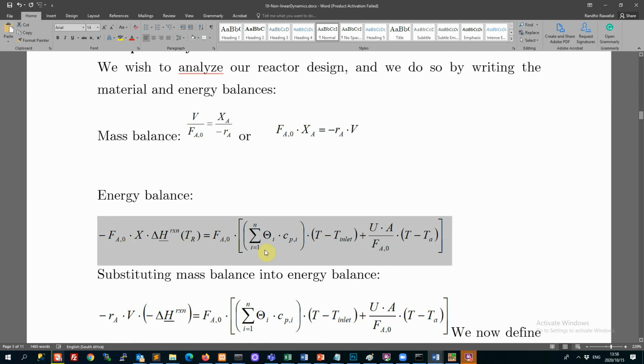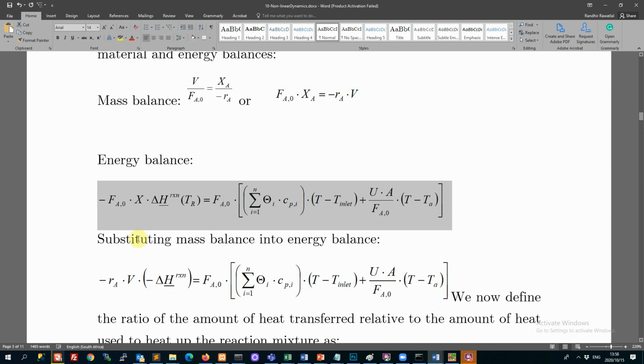And in here, we want to replace this FA naught X part. So we just said from our material balance, we have FA naught X equals RAV. So we can go ahead and substitute FA naught X by RAV over here. We are doing that because we would like to get rid of this X. We would like to rewrite this equation just in terms of temperature. So we've got RAV and everything else is the same.